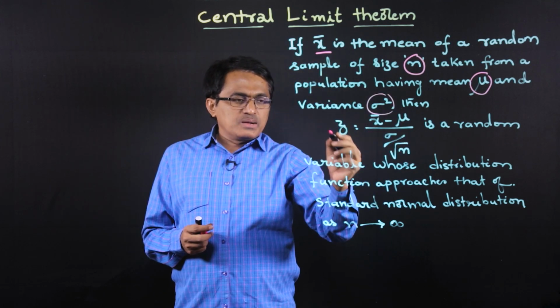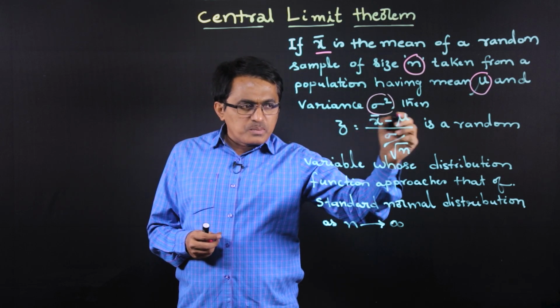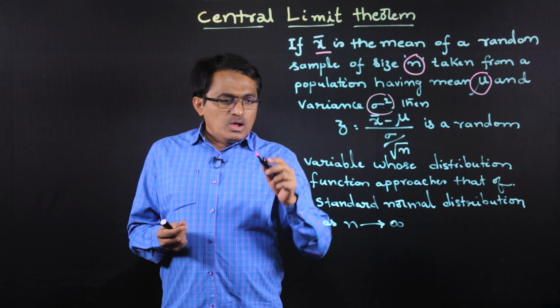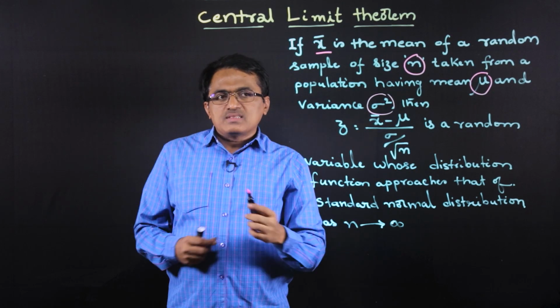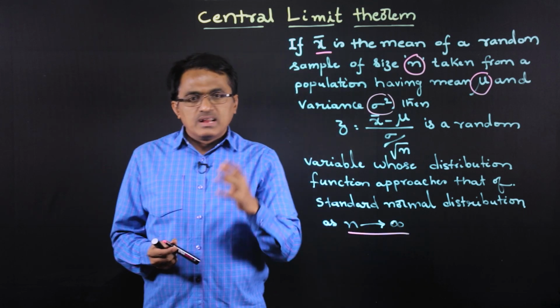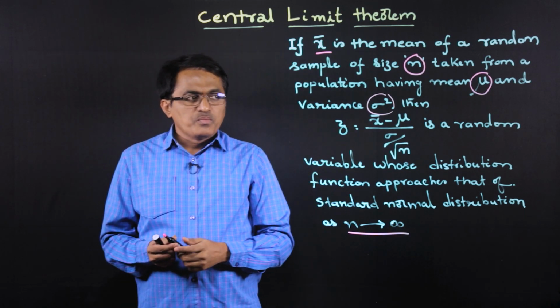then the central limit theorem says z equal to (x bar minus mu) by (sigma by root n) is a random variable which approaches the standard normal distribution when n is very large, that is, n tends to infinity.